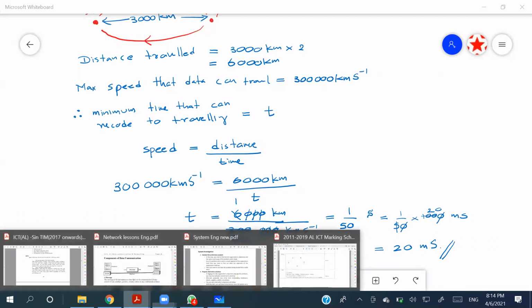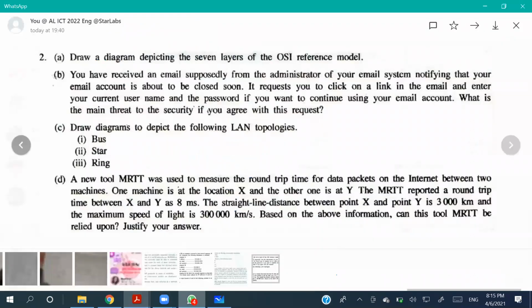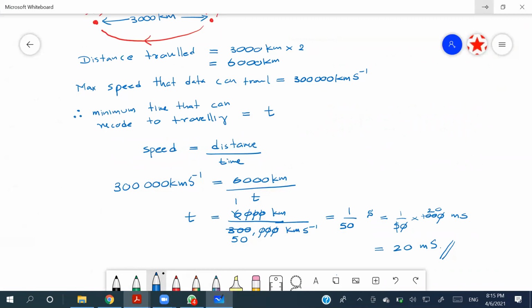But the question says the MRTT has recorded 8 milliseconds. Can that be possible? That cannot be possible, because this is the minimal time. So it should be either larger than this or should be 20 milliseconds.